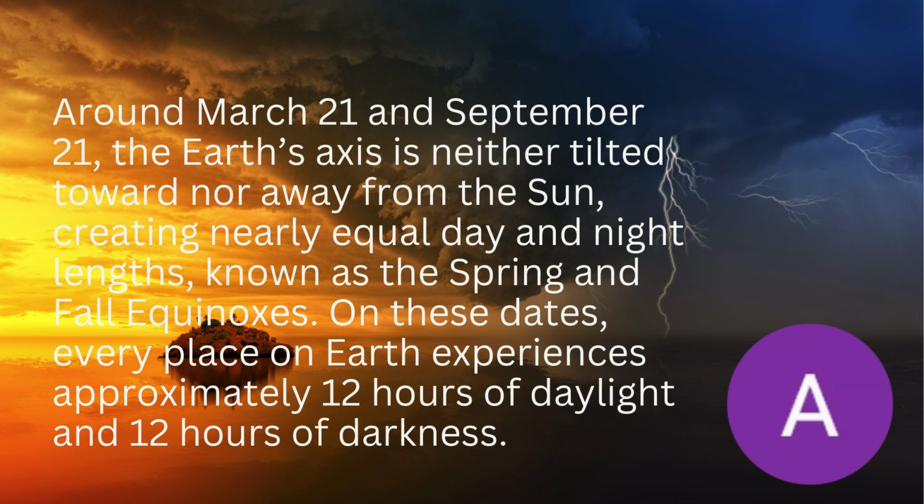Around March 21st and September 21st, the Earth's axis is neither tilted towards nor away from the Sun, creating nearly equal day and night lengths, known as the spring and fall equinox. On these days, every place on Earth experiences approximately 12 hours of daylight and 12 hours of darkness.